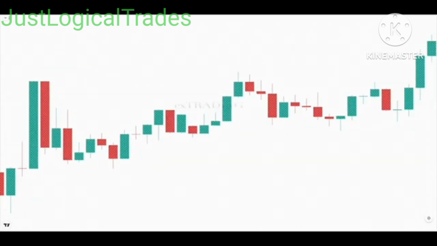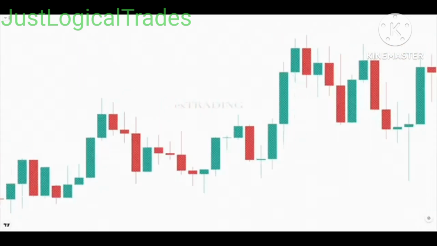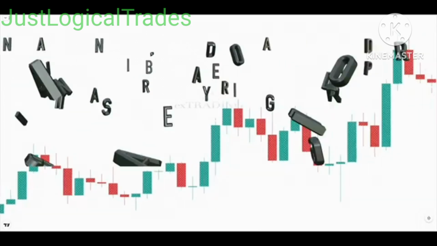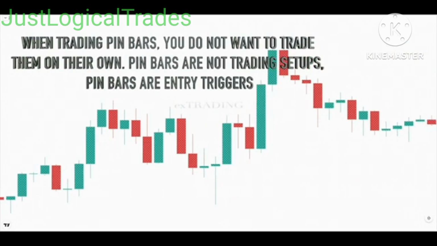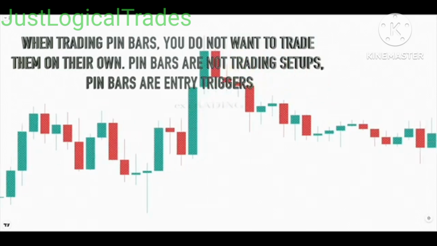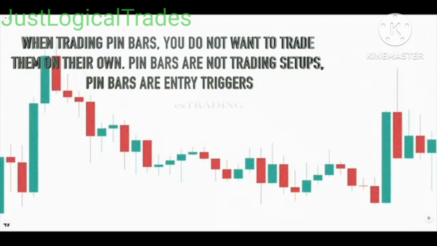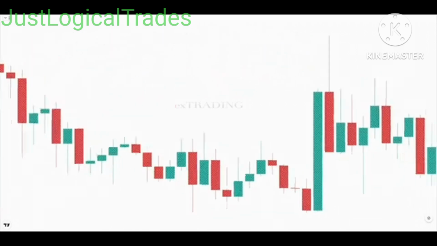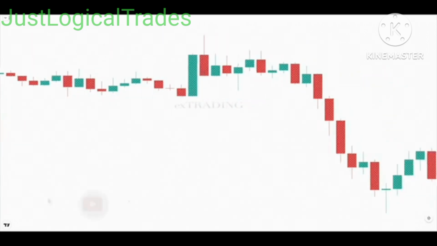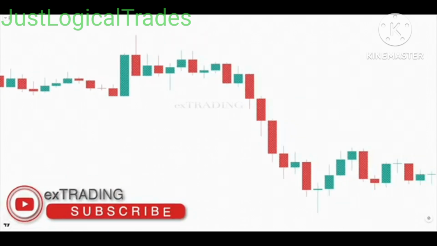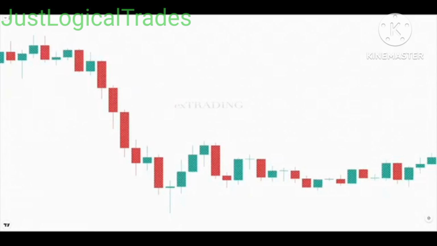Alright. Now that you know which pin bars to avoid, let's see which pin bars you should be trading. One important thing you should keep in mind is that when trading pin bars, you do not want to trade them on their own. Pin bars are not trading setups. Pin bars are entry triggers. That means you first look for your trading setup. Only once you have a valid trade setup, then you use the pin bars as confirmation of the trade.